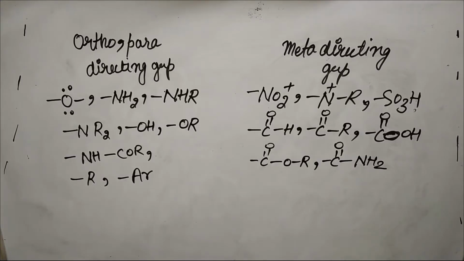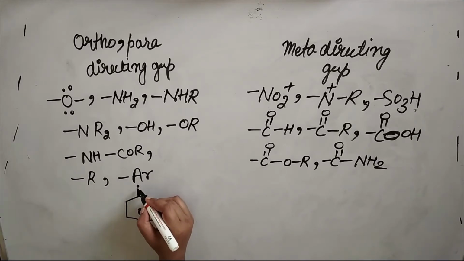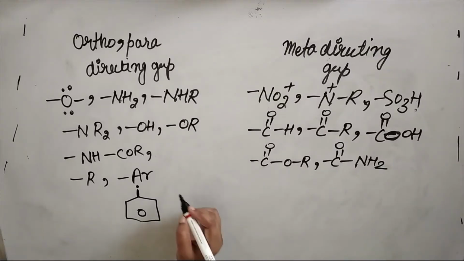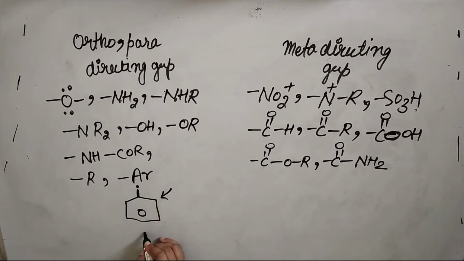So here you can see the example of ortho and para-directing groups. If these functional groups are present on the aromatic ring at this position, they will direct the other substituent at either ortho position or at para position.